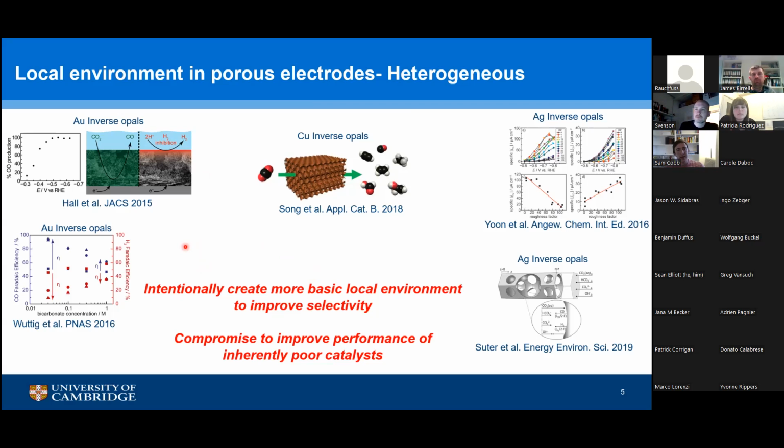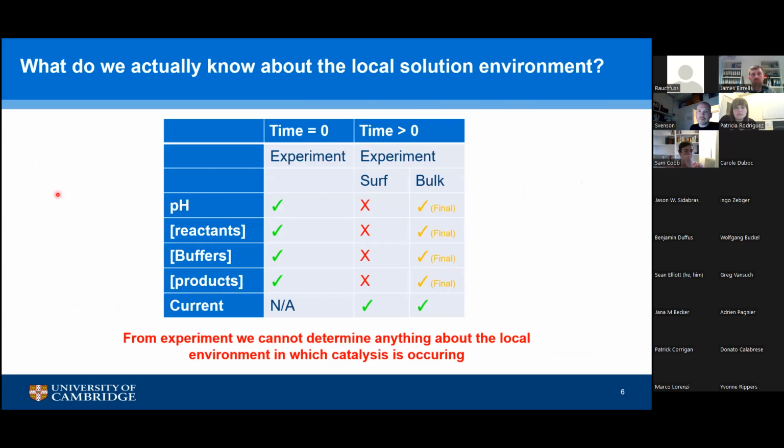So it's interesting to consider, how do we start to rationalize the difference between these heterogeneous systems and our dream model enzyme system? Well, if we're talking about local environments, we definitely need to understand what's happening in the local environment. We can't just say, well, it's probably fine. We want to understand that local environment. So what do we actually know about the local solution environment? Well, unfortunately, the answer from standard electrochemical experiments is not a lot.